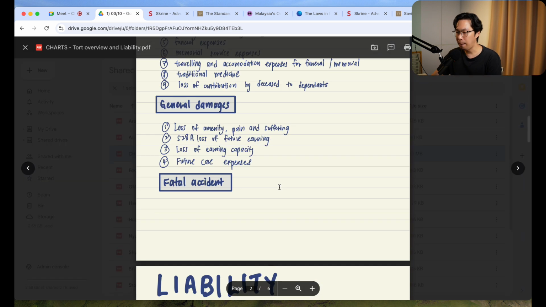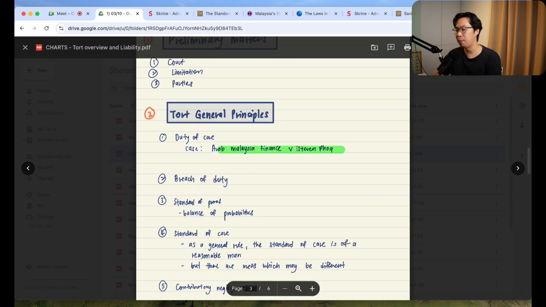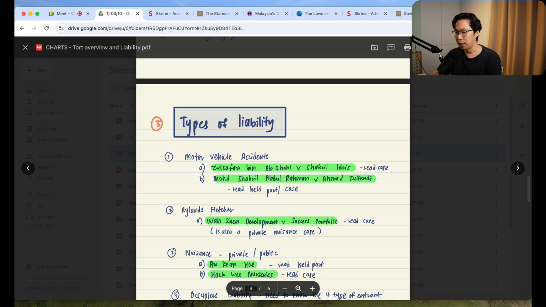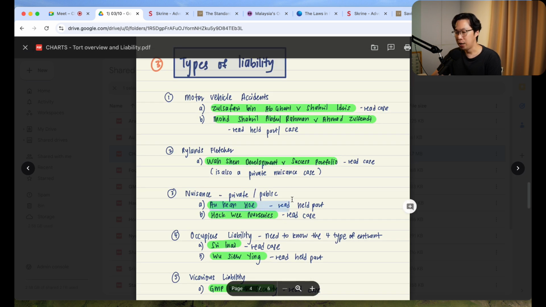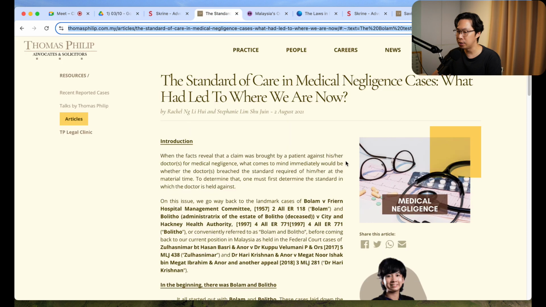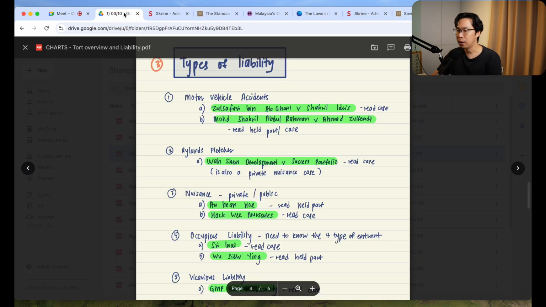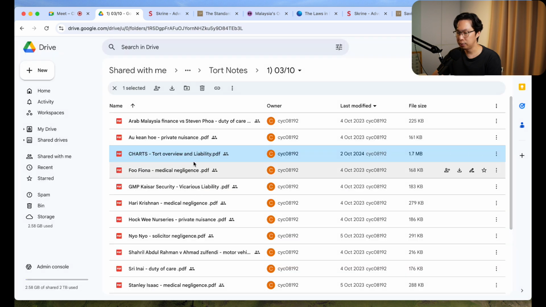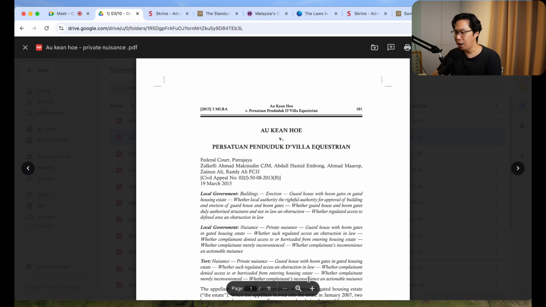But the one I want you to read notes on is Arab Malaysian Finance. Ao Kian Ho, I want you to. Now, Ao Kian Ho is also private nuisance. You can look at this one. Not this one. This one, Ao Kian Ho. Or you can look at here. So, Ao Kian Ho is one.